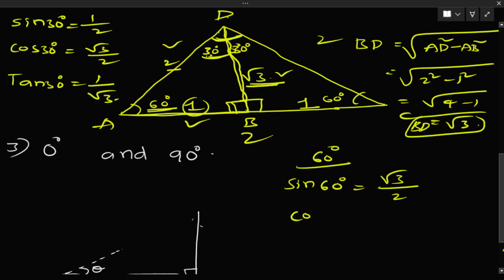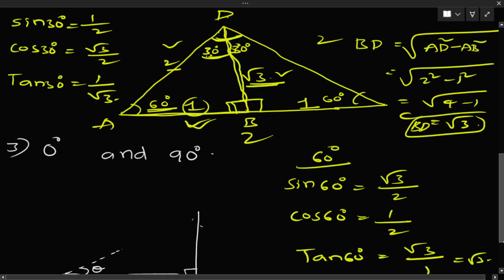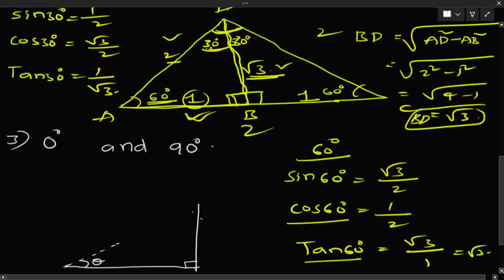What about cos 60? Cos 60 means adjacent side is 1 and hypotenuse is 2. Cos 60 is 1 by 2. What about tan 60? Tan 60 means opposite value is root 3 and adjacent value 1, which gives you root 3. So sin 60 is equal to root 3 by 2, cos 60 is equal to 1 by 2, tan 60 is equal to root 3.